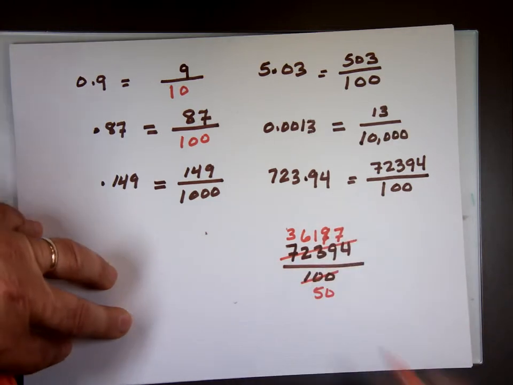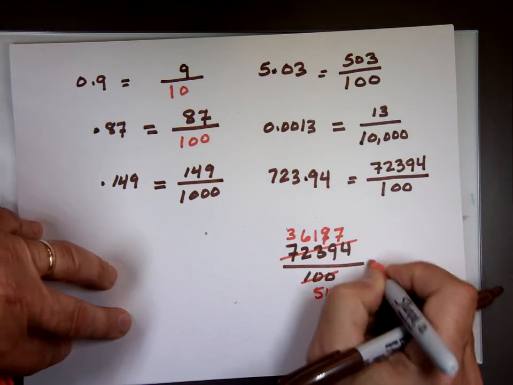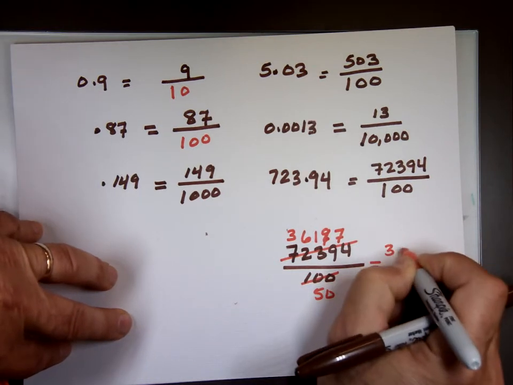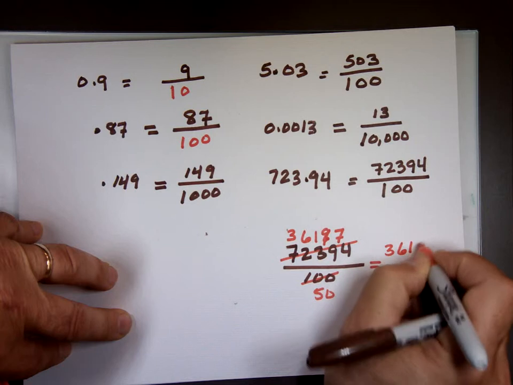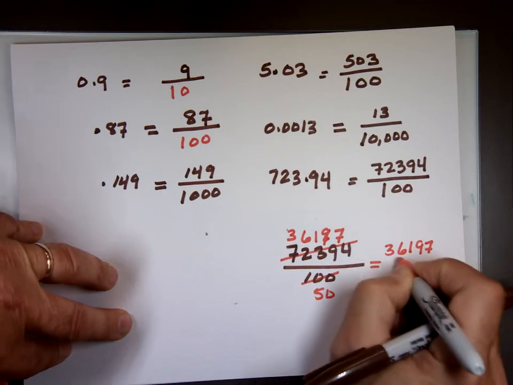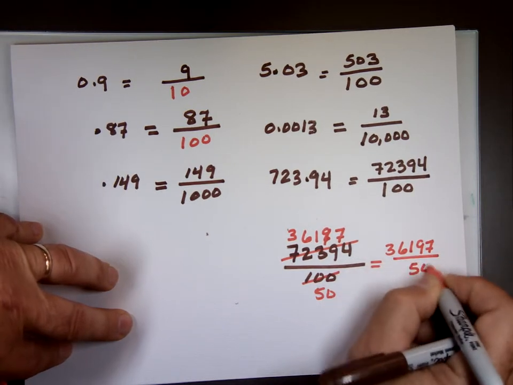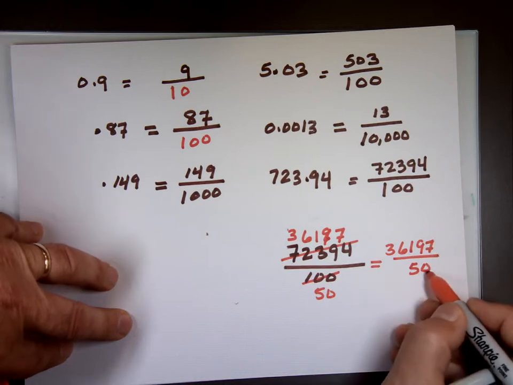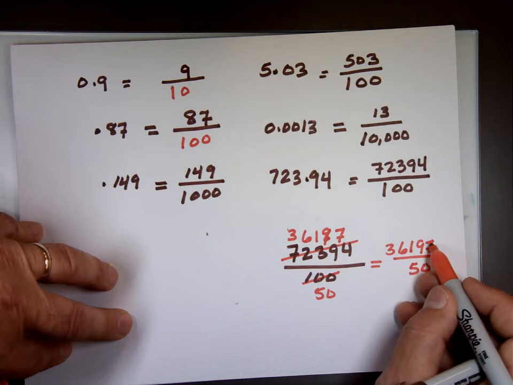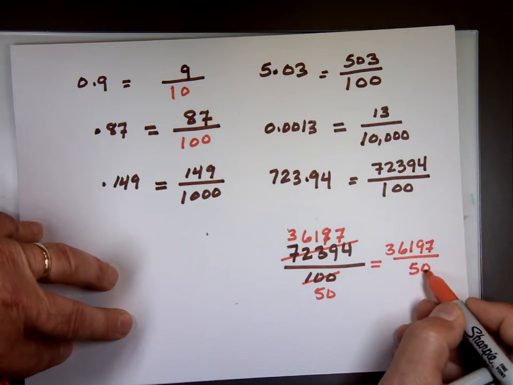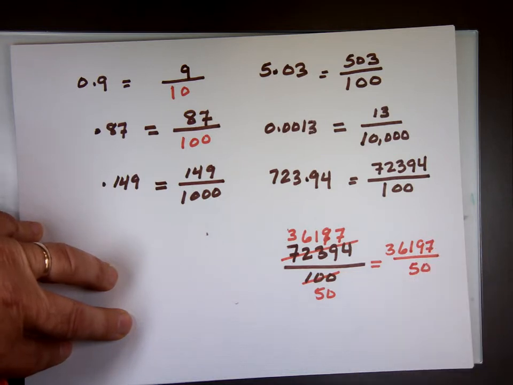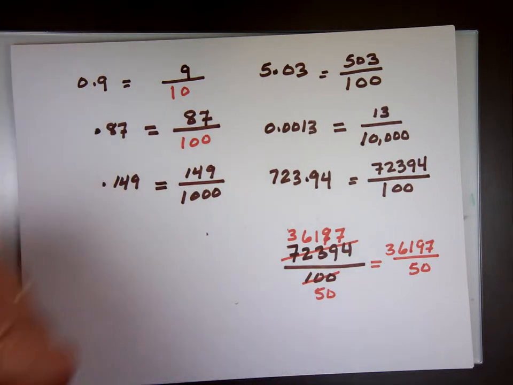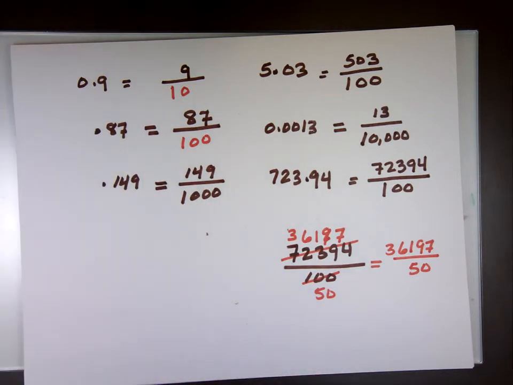So I divide the top and the bottom by 2. And my answer is 36197 over 50. I can divide this number by 2. I can't divide that one by 2. I can divide this by 5. I can't divide this by 5. I can divide this by 10. I can't divide that one by 10. It's simplified. So that's my answer for that one.